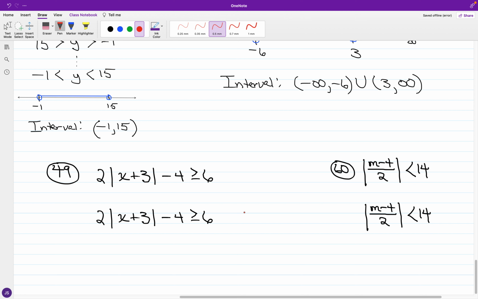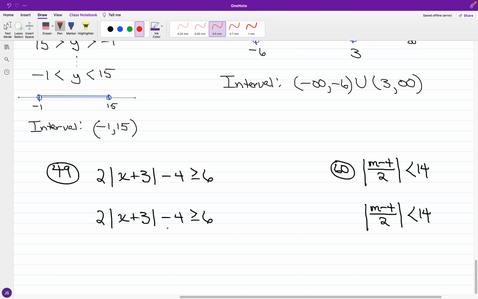If we look at number 49, here we have 2 times the absolute value of x plus 3 followed by the subtraction of 4 is greater than or equal to 6. The absolute value of x plus 3, you're going to isolate that expression. You do not distribute as you would if I had parentheses around x plus 3. We have just a couple of obstacles to isolating the absolute value of x plus 3: the subtraction of 4 and the multiplication by 2.